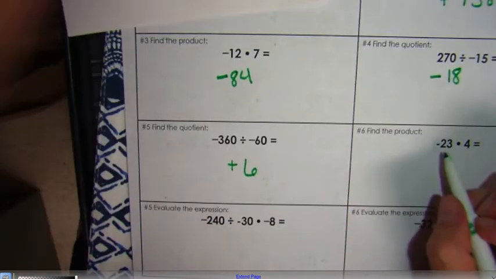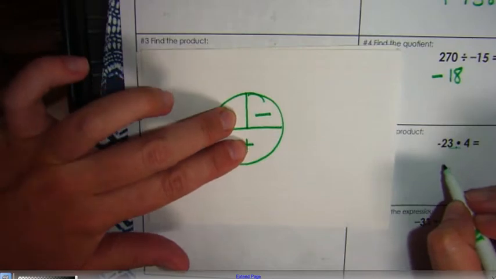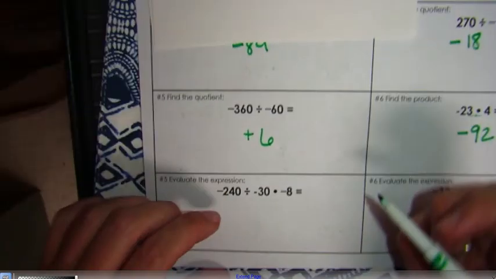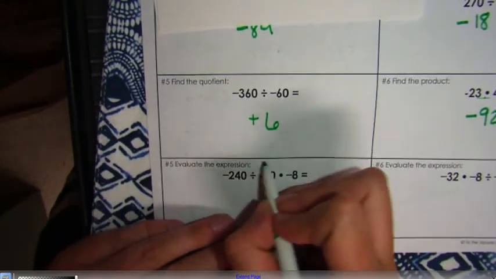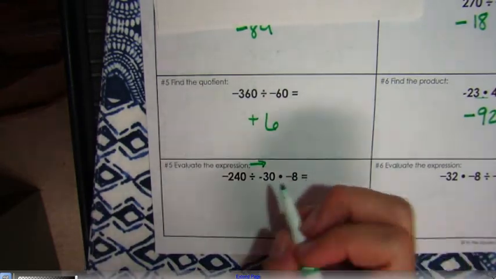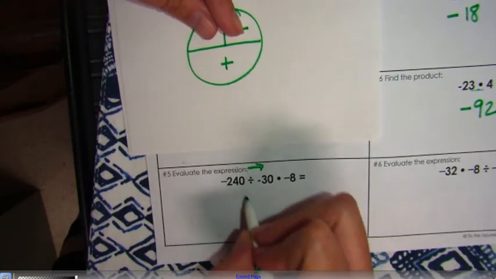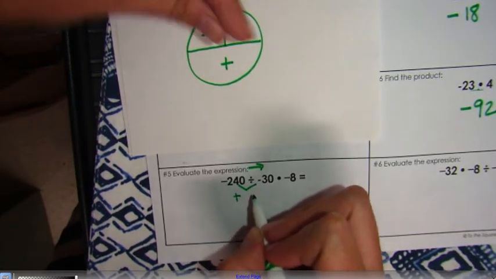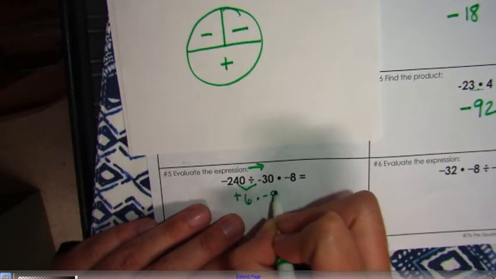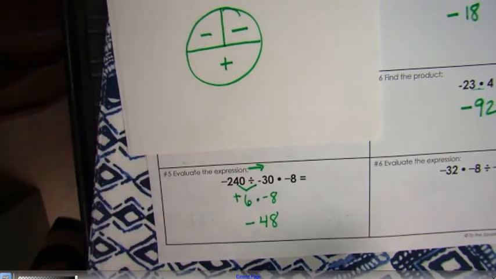And then two different signs. So if we go back to Sleepy Man, different signs. We know it's negative 92. All right, now we have to follow order of operations. Remember, order of operations tells us to go left to right. We can't do multiplication before division. All right, so we have two negative signs. Here's Sleepy Man again. Positive, so I know I'm going to be positive. To find this one, I'm going to be positive 6. And times negative 8. Different signs. Negative 48 will be my answer.